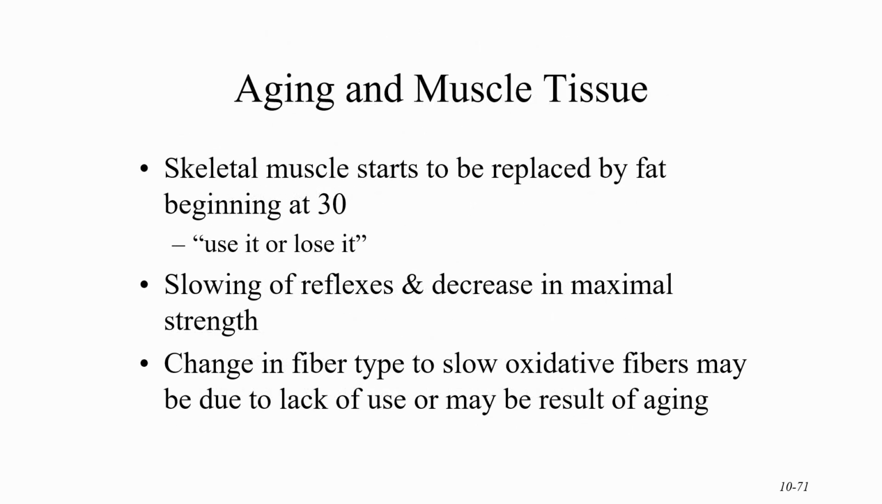Aging in muscle tissue. Skeletal muscle starts to be replaced by fat beginning at the age of 30. In other words, use it or lose it. And my comment to that is, tell me about it. Slowing of reflexes and decrease in maximal strength happens as you age, and you get a change in fiber type to slow oxidative fibers, which may be due to lack of use or maybe just a result of aging. And so that concludes this lecture.